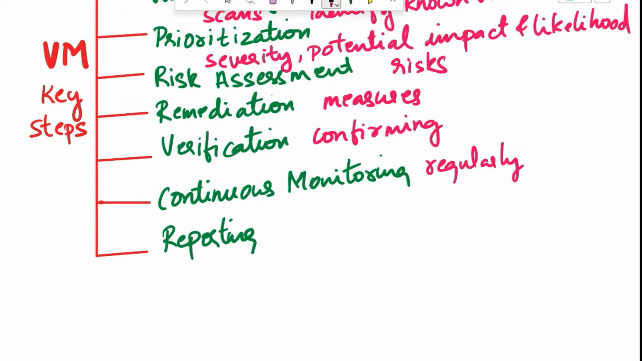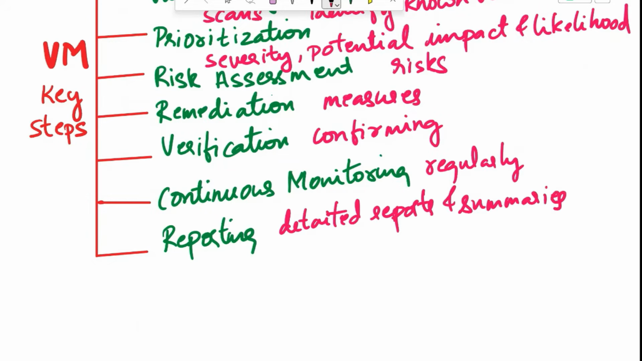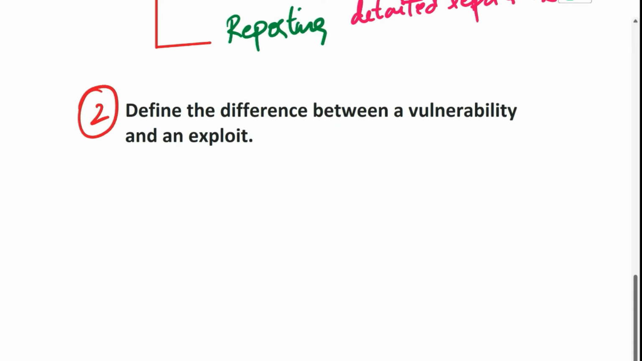Reporting is providing detailed reports and summaries of the vulnerability assessment findings, remediation efforts, and ongoing vulnerability status to relevant stakeholders. Remember that vulnerability management is an ongoing and cyclic process that aims to reduce the organization's attack surface, enhance security posture, and minimize the risk of security breaches by effectively managing and mitigating vulnerabilities. Let's move on to the next question.